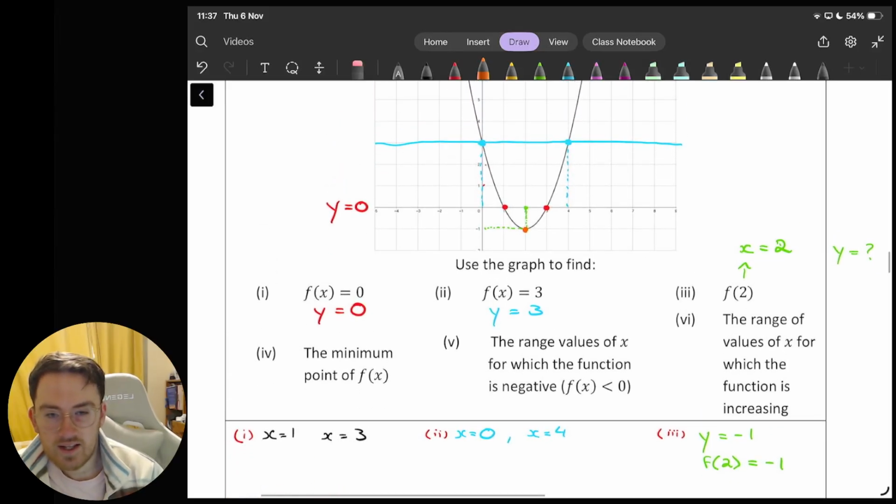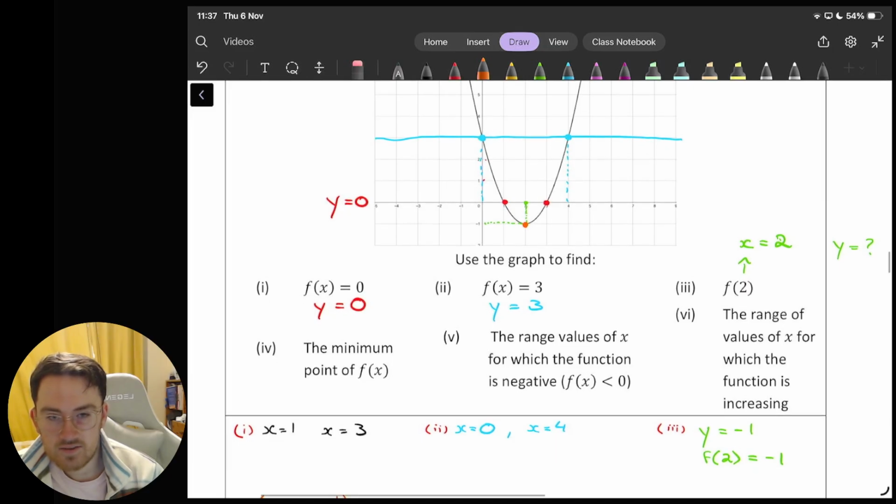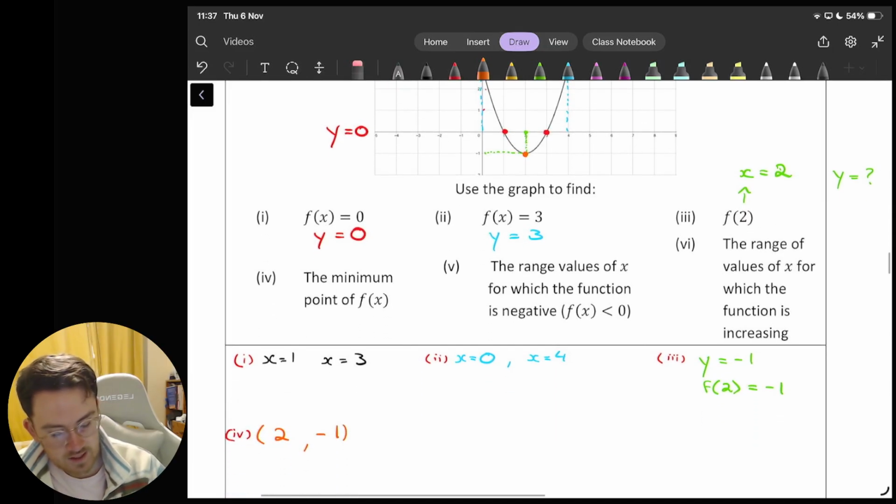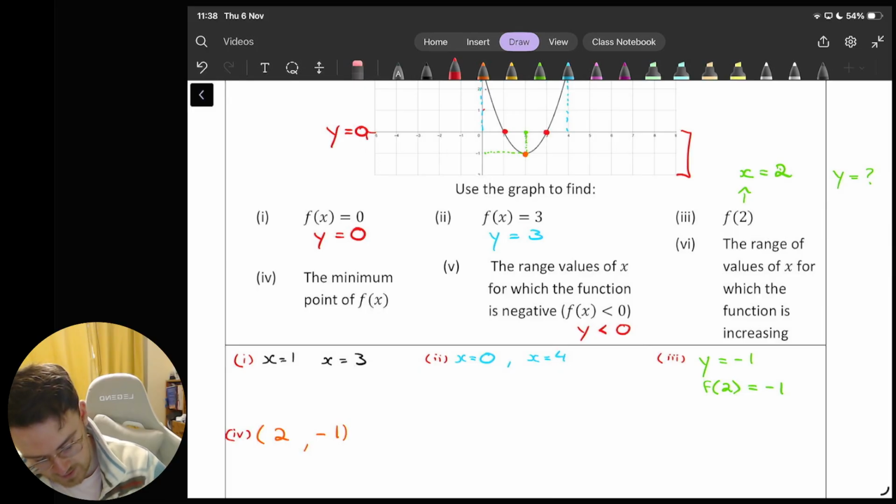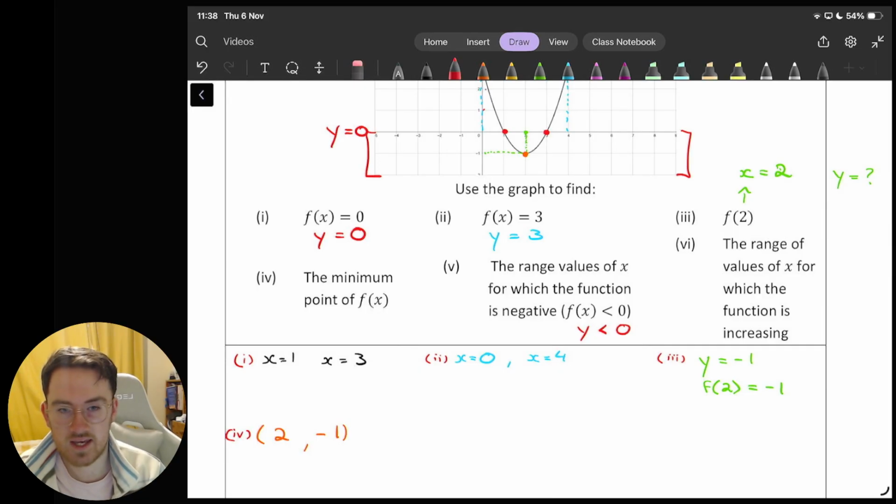Okay, the range of values for which the function is negative, f of x being less than 0. So we already know that that means where y is less than 0, that is going to be this whole section here below the x-axis. One of the things we said when we were going through this just a few minutes ago was to start off, look at where y is 0, which is the points 1 and 3, my two roots of my function.